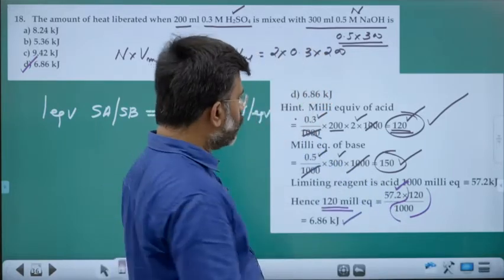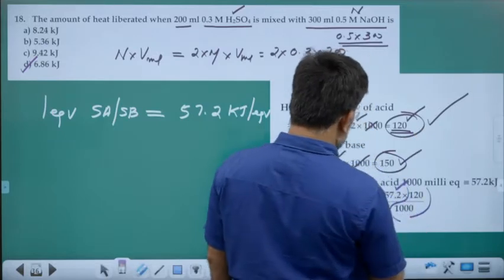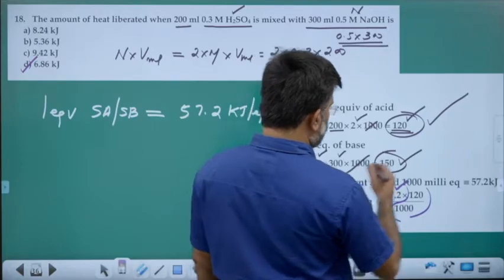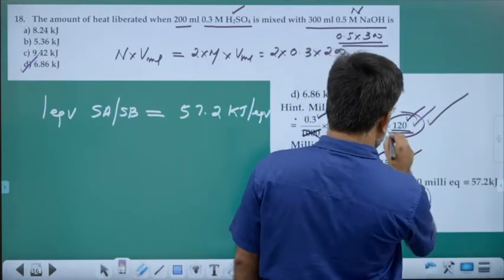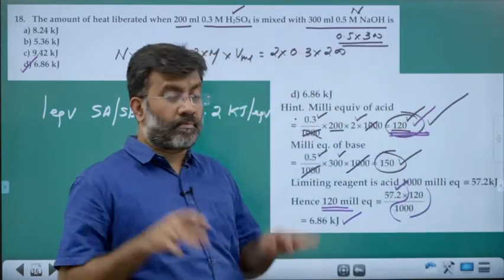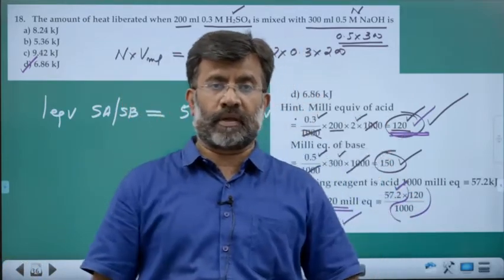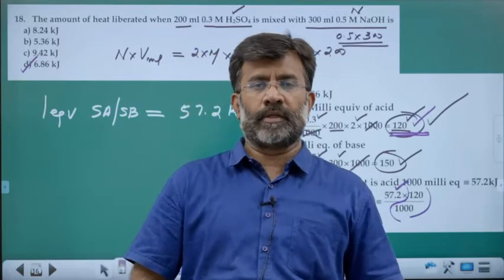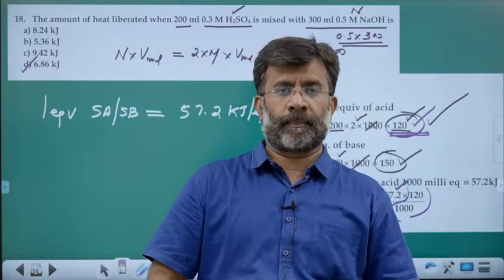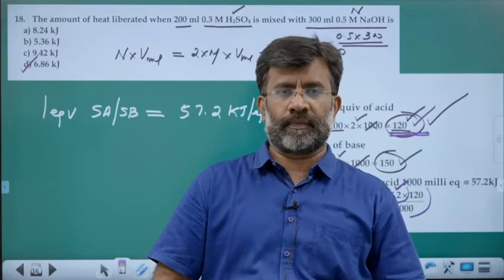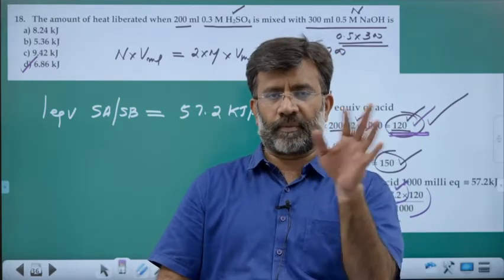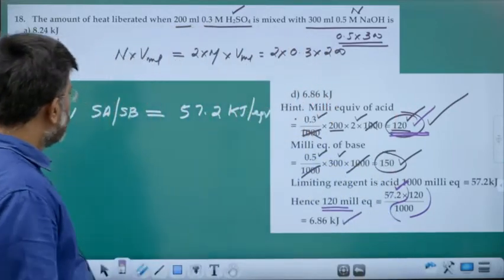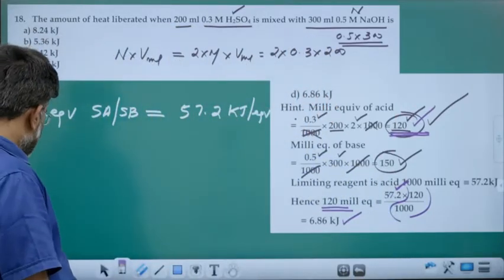Here, 120 milli equivalent of sulfuric acid and 150 milli equivalent of base are reacting. So this is the limiting reactant, and that will decide the completion of the reaction, that means the amount of heat liberated. For one equivalent, the heat released is 57.2. Therefore for 120 milli equivalent, that is 0.12 equivalent, it is 57.2 into 0.12. That is the answer. You will get option D. Next question.